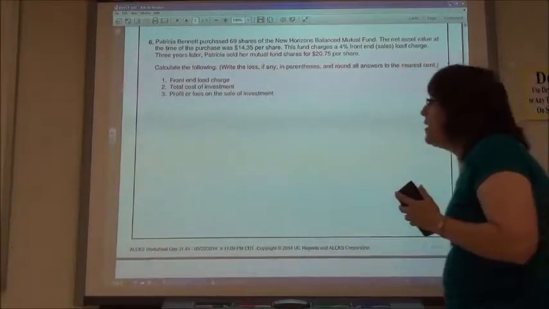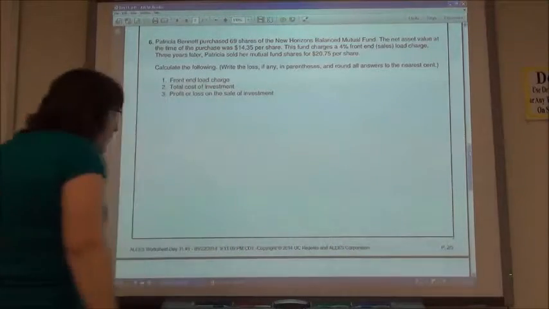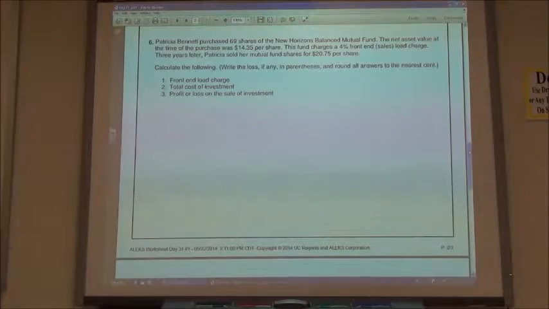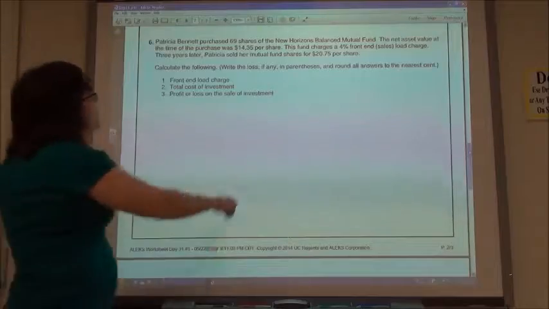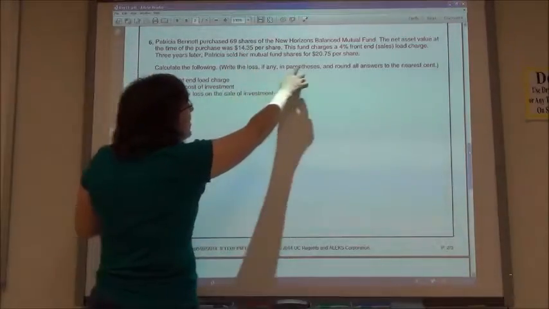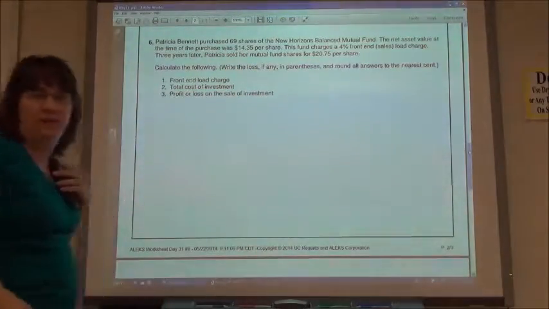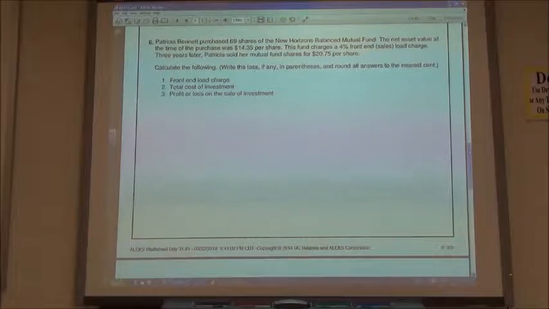And the last one here in this section of your pie chart, Patricia Bennett purchased 69 shares of the New Horizons Balanced Mutual Fund. The net asset value at the time of purchase was $14.35 per share. This fund charges a 4% front-end sales load charge. 3 years later, Patricia sold her mutual fund shares for $20.75. So she purchased them for $14.35 and sold them for $20.75. She hopefully earned some money on this one.